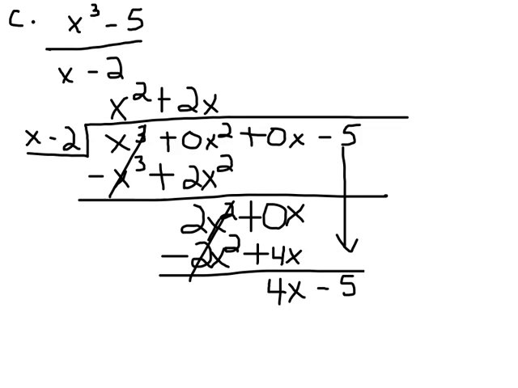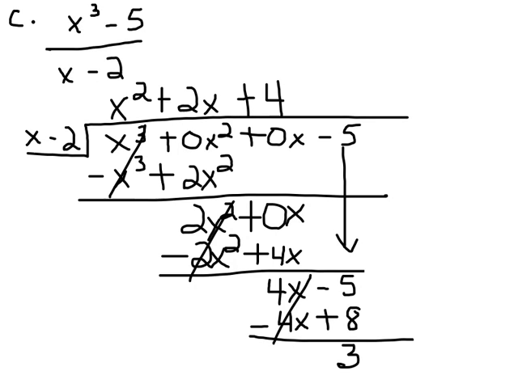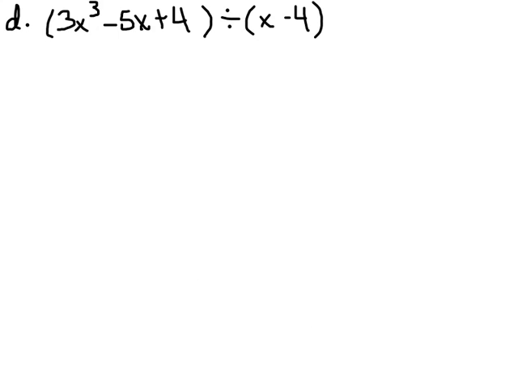X will go into 4x 4 times. When I multiply, I get 4x, and I change the sign. 4 times negative 2 is negative 8, but I'm going to change the sign to positive. Do my subtraction, and I end up with 3 as a remainder, 3 over x minus 2. Alright, this will trip you up if you don't remember to add those placeholders. Very important. Alright, final one.